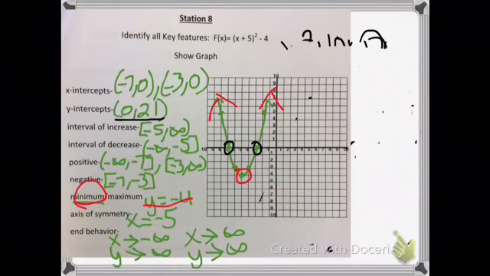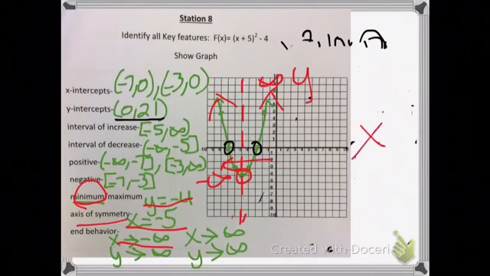Axis of symmetry, we see right here. Again, our axis of symmetry is our h value, which is x equals -5. Our end behavior, if you notice, everything's going up. So as x goes to the left to negative infinity, my y value is going up. As x goes towards positive infinity, our y value again is still going up.